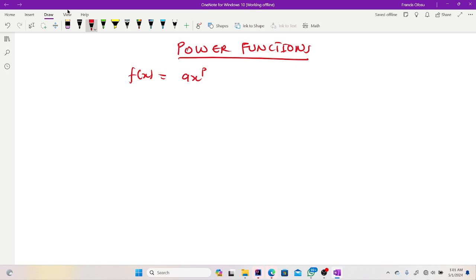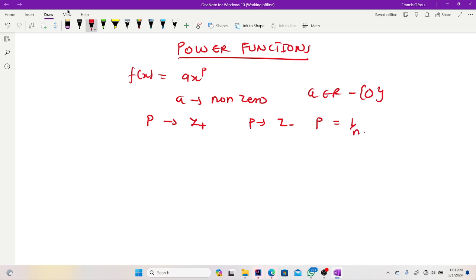But take note, there are some conditions underlying it. The a here should be non-zero. That is one thing you should take note of. So a is a member of all real numbers minus 0. It shouldn't be 0. Now p can take three forms. p can be a positive integer, p can be a negative integer, and p can be a rational number in the form 1 over n, where n is not equal to 0.